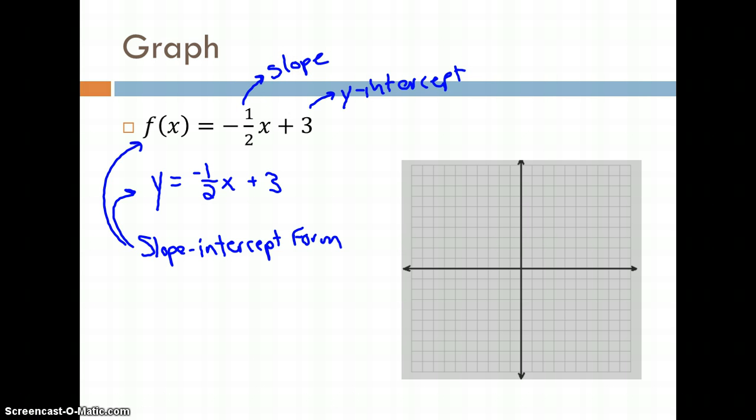So we have everything that we need to graph. We start by plotting our y-intercept, going up 1, 2, 3, and plotting it at 0, 3 on our y-axis. Our slope is negative 1/2. That's down 1, right 2. So down 1, right 2. I can continue doing that all the way there. And our line would look like that. Again, same as we would in slope-intercept form.